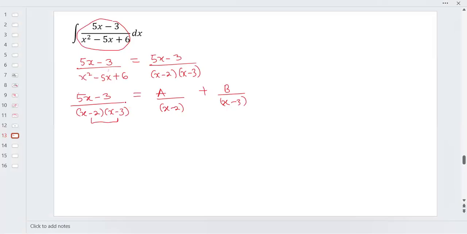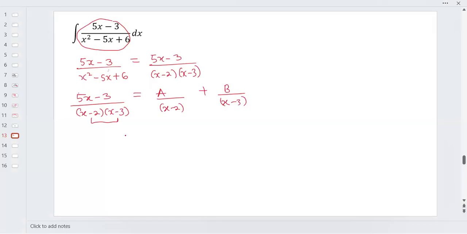Be very mindful that in this case I do not have a repeated root. The roots are different: by the time I solve this, I'm going to get 2 and 3, very different roots. When we have repeated roots, the approach to solve them also becomes a little bit different. Please, let's take note of that.